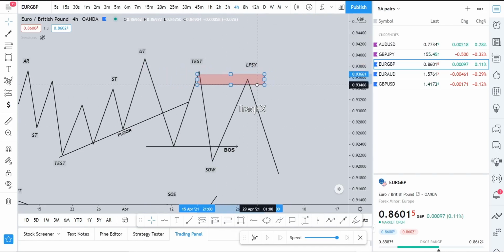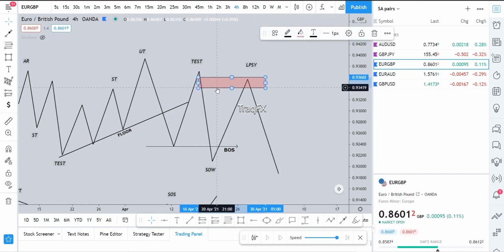So if it retraces after this expansion, we'll see our last point of supply tap into just below our test, where we can look for another entry at a form of an institutional candle, and again align it and combine it with our other confirmations such as liquidity, IPAs, fibs, whatever it may be.